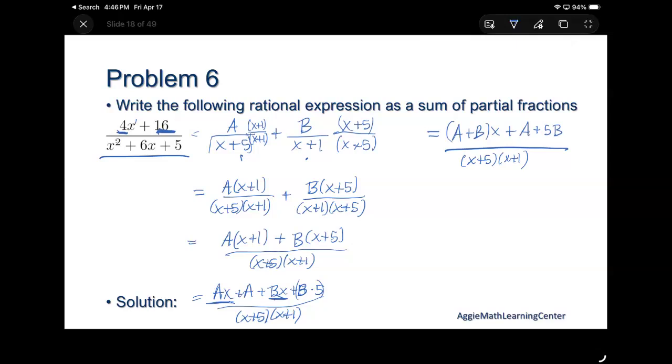Now we're going to match up the coefficients. This 4, because the thing that I started with is this fraction over here. And I'm saying that this one that I've got over here is equivalent to it. I know that a plus b must be equal to 4, because both of those things are what's being multiplied by x. I also know that the constant terms, the ones that don't have x attached to them, have to be equal to 16. So I have to set that up as well.